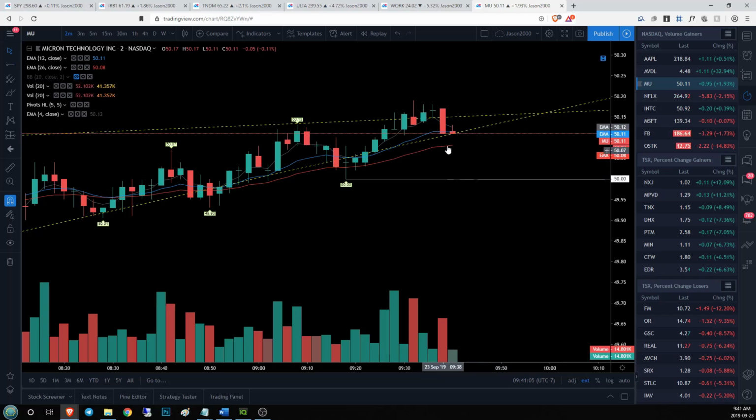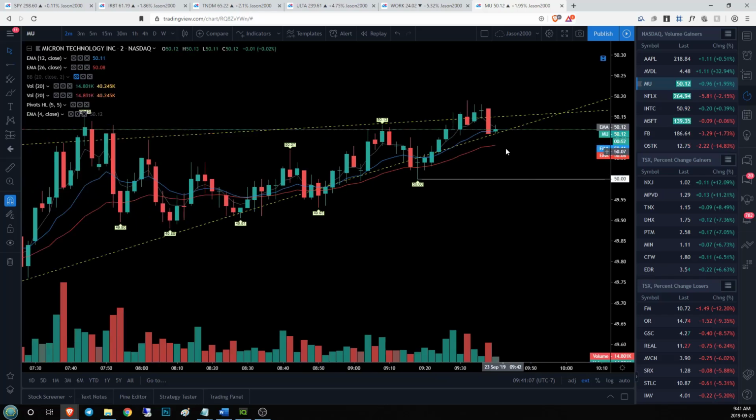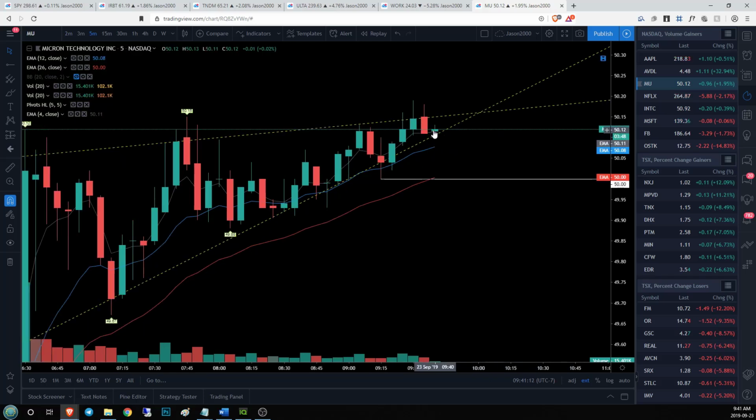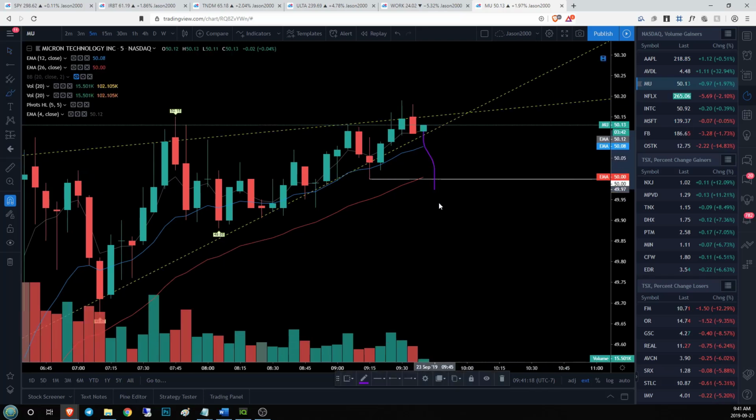If we break out of this pattern, the first thing we're going to look for is a loss of our 12 EMA on the 5-minute time frame. And then we're going to look for a break of 50. Two things can happen. One, we'll simply break straight down and have high volume, in which case we're going to expect more downside and look for oversold bounces in the 5-minute time frame and play the opposite direction.